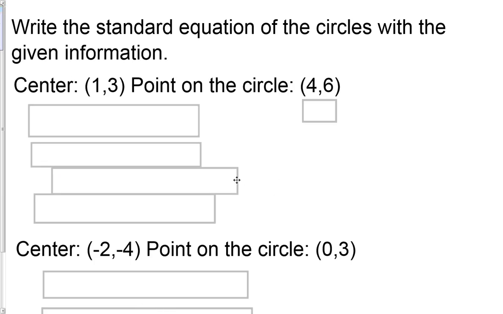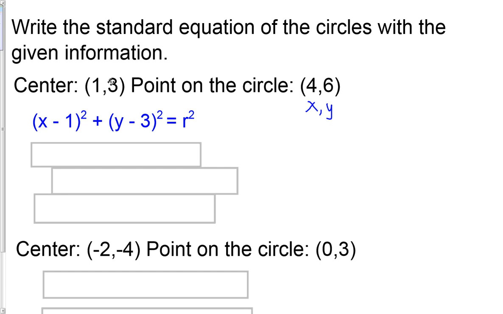Next, we got center 1, 3, and a point on the circle. All right, so a point on the circle is like an x, y value, right? So we would still do what we can with this as being h and k for our center, and write (x minus 1) squared plus (y minus 3) squared equals r squared. And now, to find what r squared is, we don't need to find the radius, by the way, we just need r squared. We're going to plug this x and y value in. So 4 is going to go here, 6 is going to go here, to give us (4 minus 1) squared plus (6 minus 3) squared is r squared.